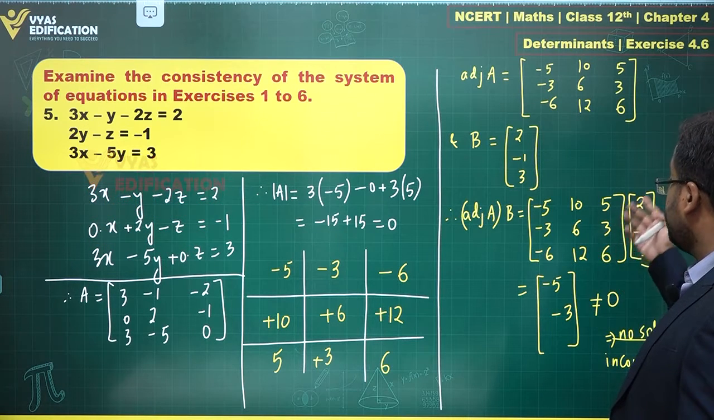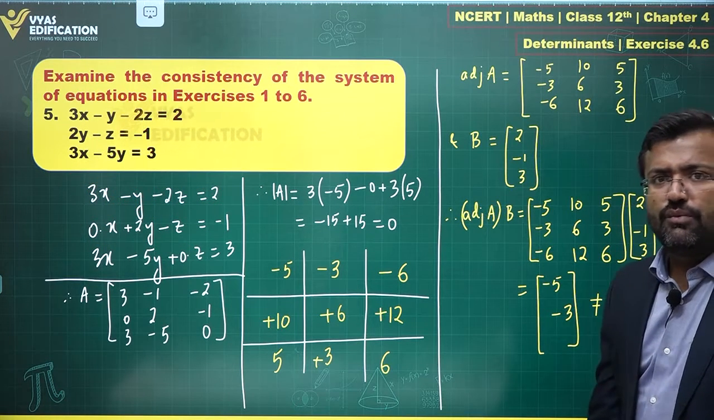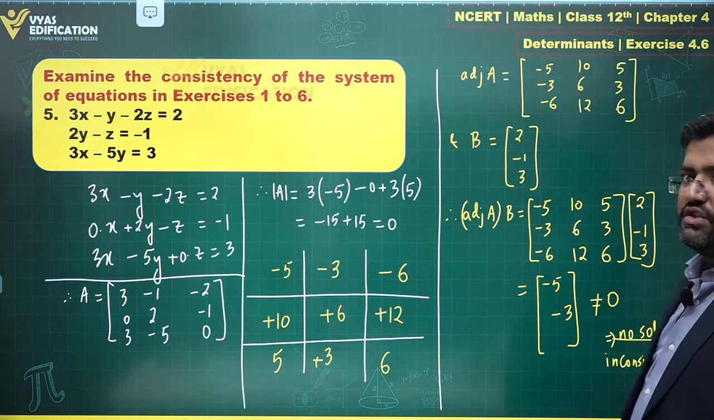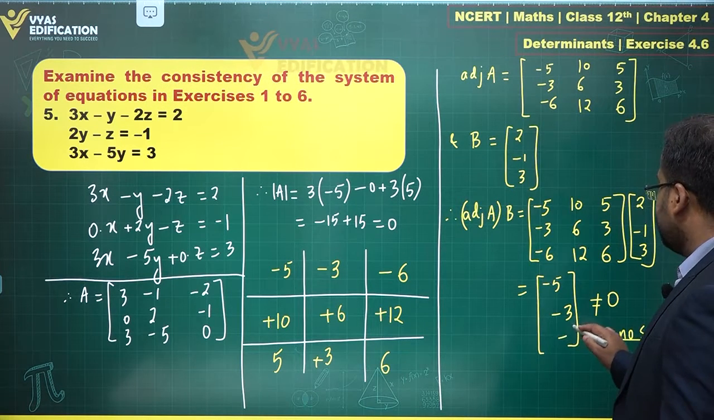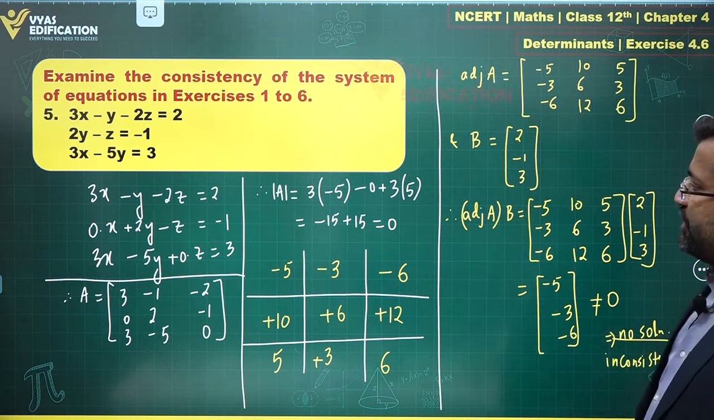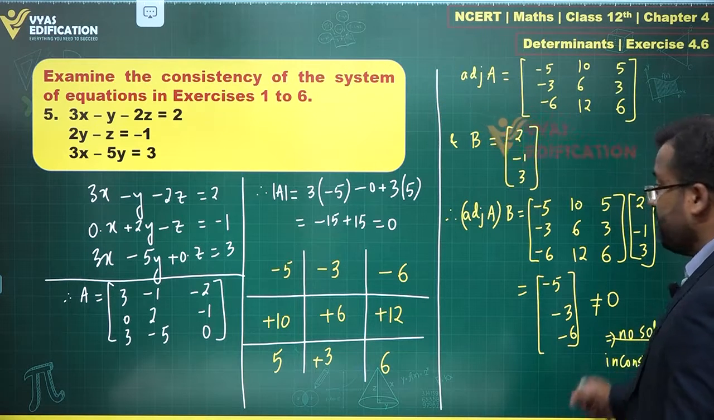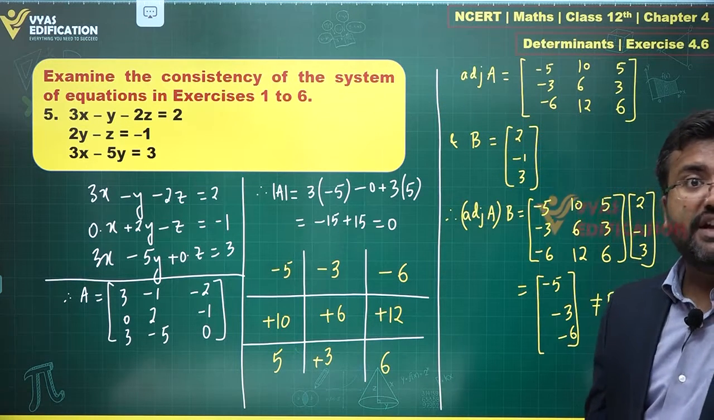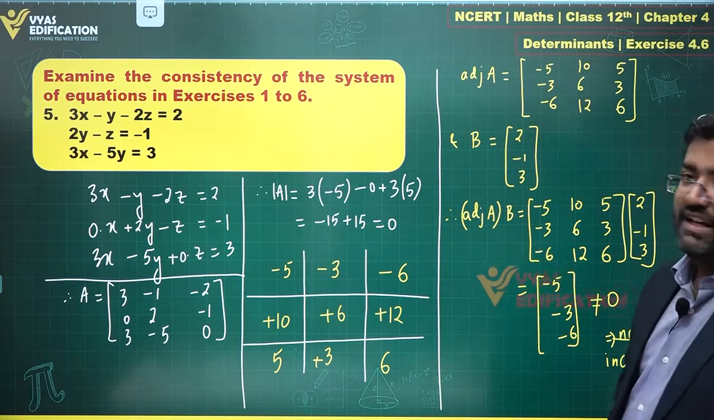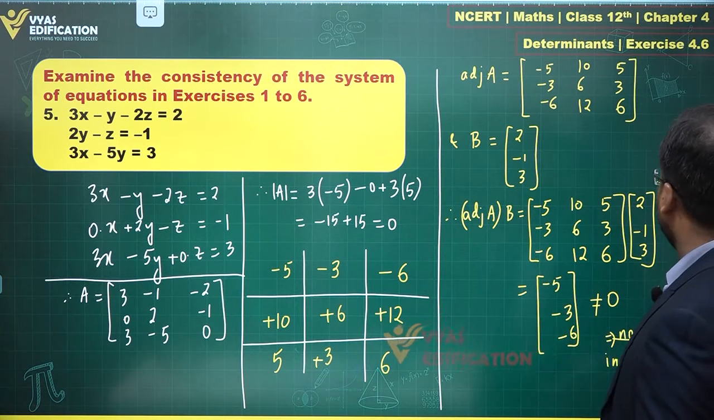Minus 12 is minus 24 plus 18. Minus 24 plus 18 will be minus 6. And you can see this is non-zero. Therefore, this is an inconsistent system over here. The system of equations does not have any solution, as you can see clearly. Is that all? Yes, that's all that you have over here.